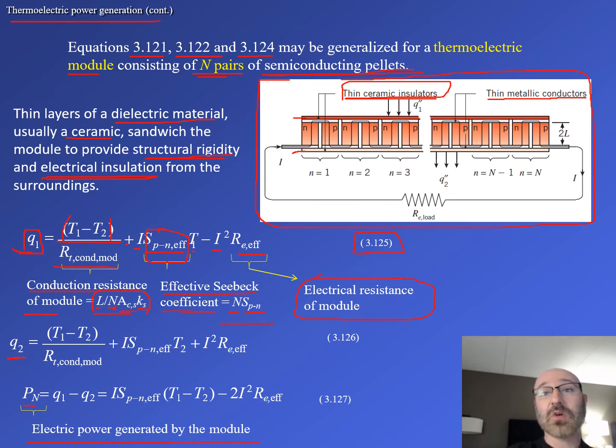Now we can go down here and we have the same type of relationship for our Q2, which goes to equation 3.126 in our textbook as well. So we have the same thing with a couple of little differences. We can see now we're dealing with T2 rather than T1 as we go through and plug into this relationship to get our Q2.